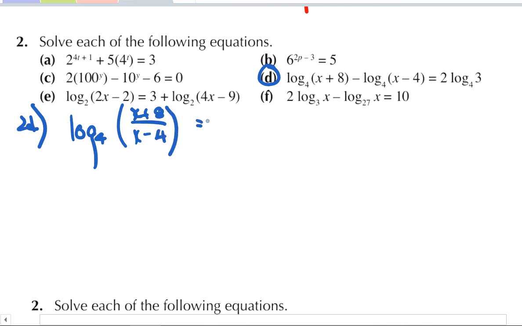Anqi, I don't want the 2 in front. What can you do? Move it up as a power, right? Okay. So I move it up as a power.